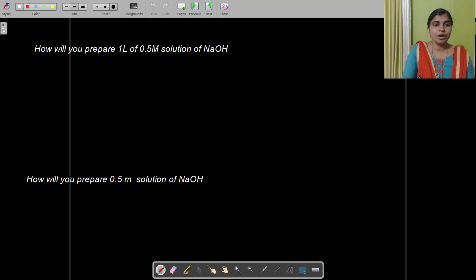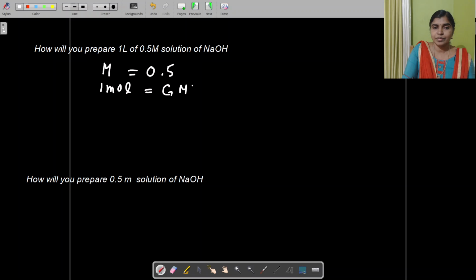So here is a question: how will you prepare 1 liter of 0.5 molar solution of sodium hydroxide? Then we can take the molarity here. The molarity of the sodium hydroxide solution, M, is given here, that is equivalent to 0.5. We know that 1 mole of sodium hydroxide is equivalent to the gram molecular mass, which is 40 grams. Then 0.5 mole is half of this 40 grams, that is equivalent to 20 grams.